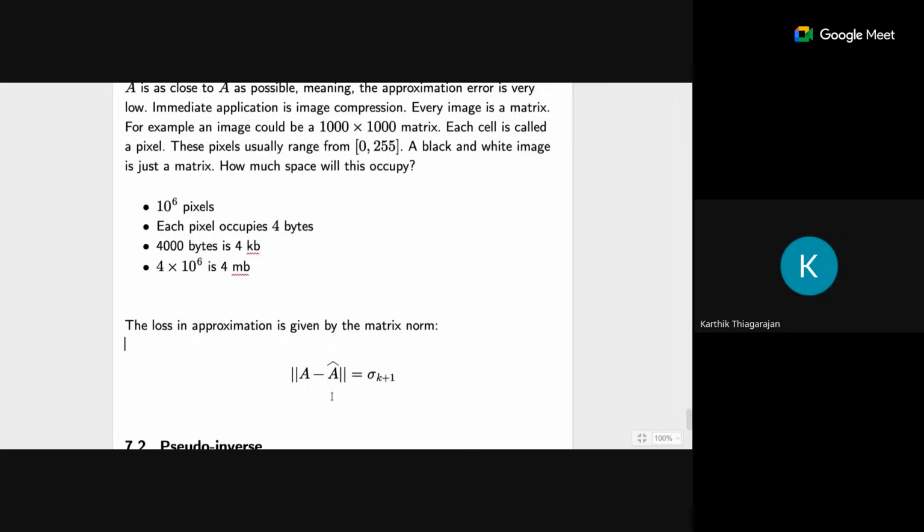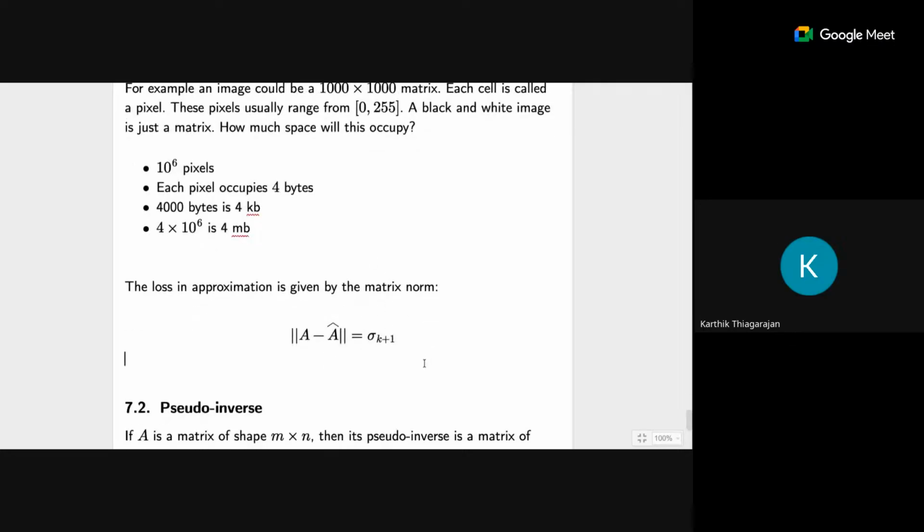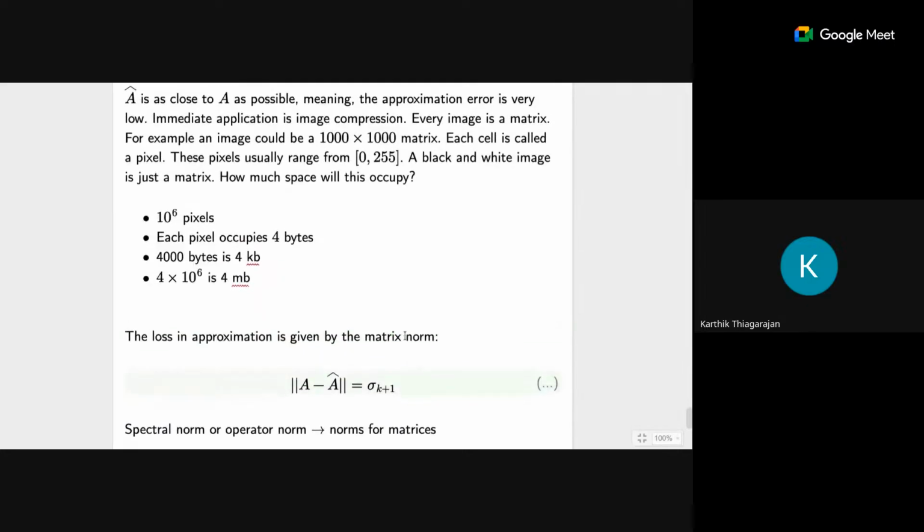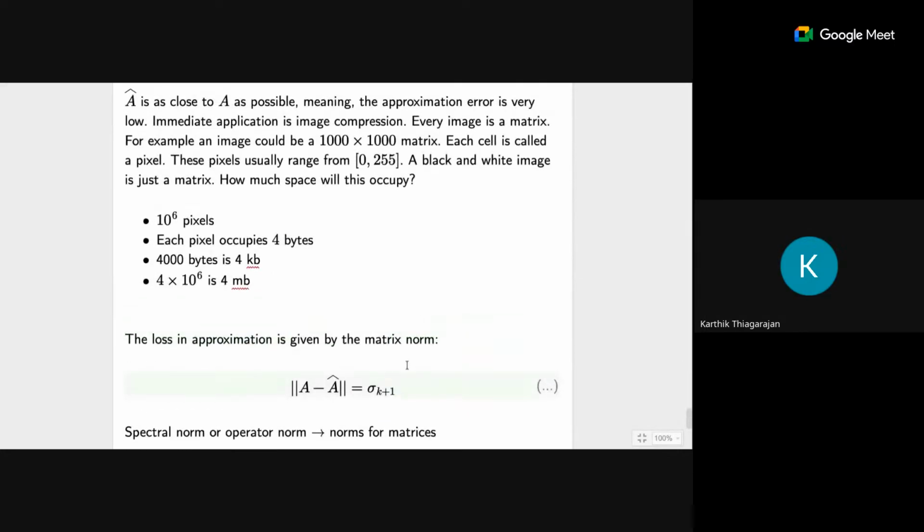If you're interested, you can refer to what is called the spectral norm or operator norm. These are norms for matrices, so you can give the error in terms of this norm. Just as you have norms for vectors, the norm of a vector is the length of the vector. Likewise, you can define the length, or the size, of a matrix in some sense. That is very closely associated with the singular values. That is another application: matrix norms.